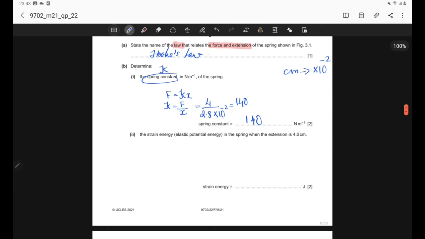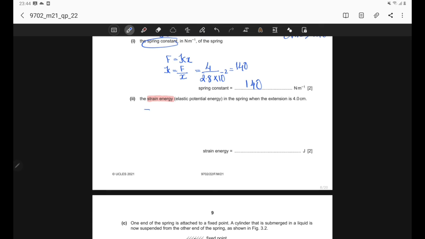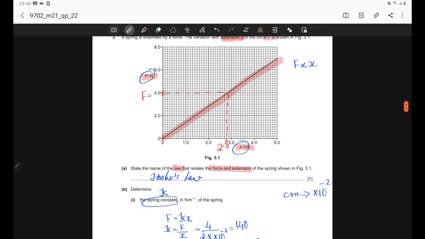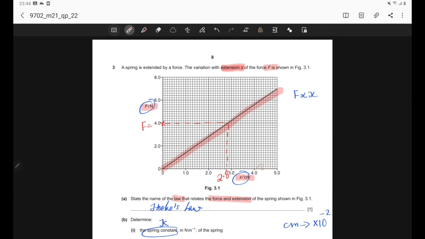Part 2. The strain energy or elastic potential energy in the spring when the extension is 4 centimeter. Here we can use the equation, that is energy is half times force times extension. So we can check for the extension x is 4 centimeter, what is its F value. From the graph we can find out this point is the point where extension is 4 centimeter, and we can check what is its corresponding force.